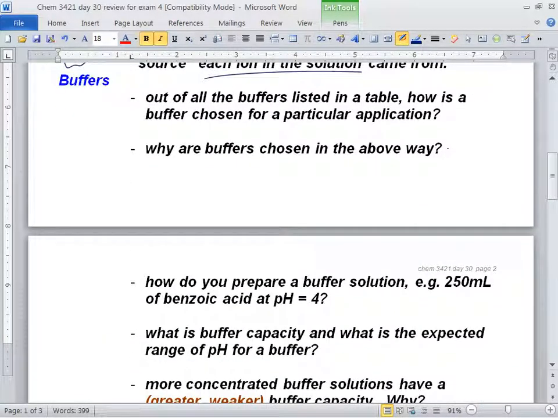Out of all the buffers listed in the table, Desiree, how is a buffer chosen for a particular application? How do you pick a buffer? By pKa. You want the pKa to match what? The pH you are interested in. Good. She's right. Why, Marlena, are buffers chosen in that way?